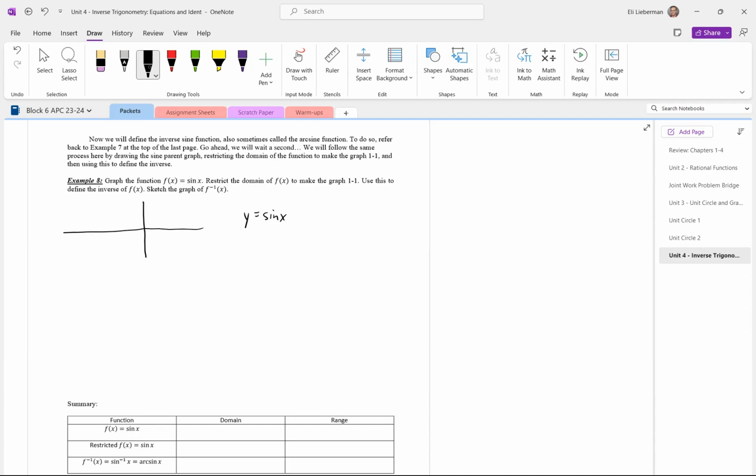Okay, so let's graph two periods of sine of x, one on the left, one on the right. One period over here, one period over there. So you're graphing two periods of sine of x. One on the left, one on the right.